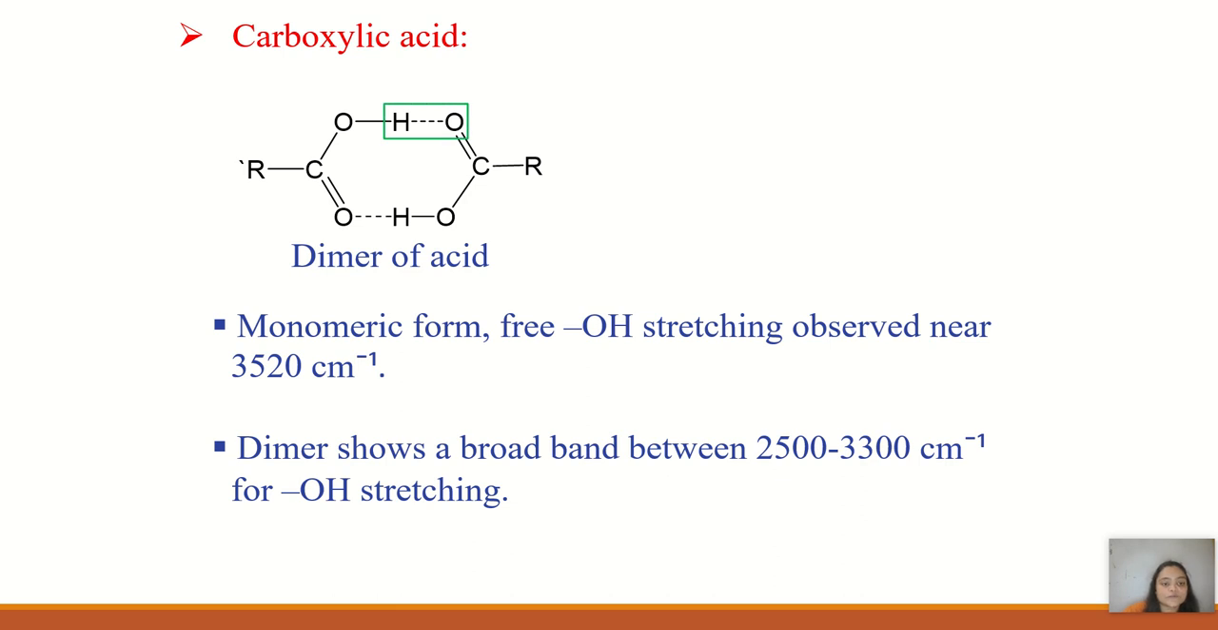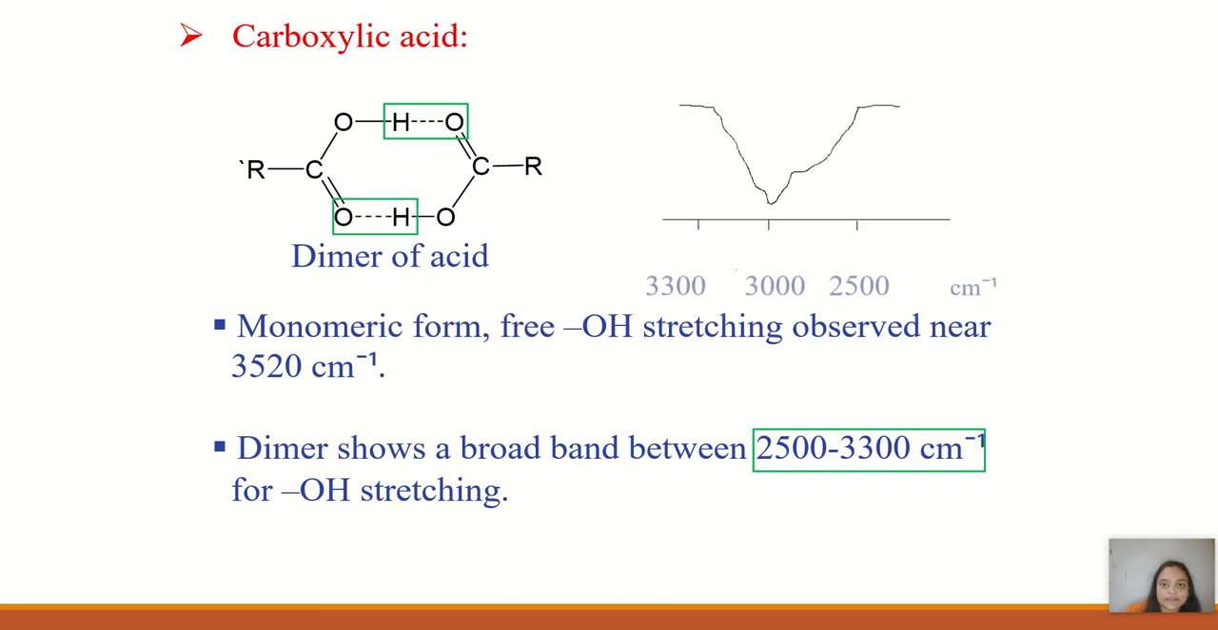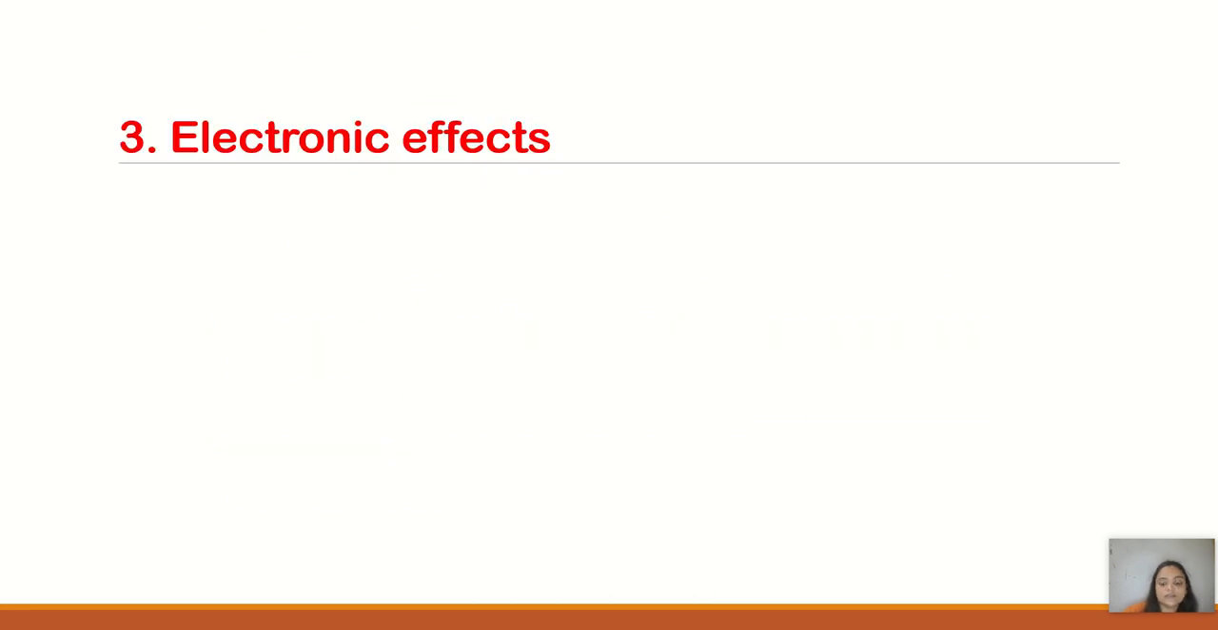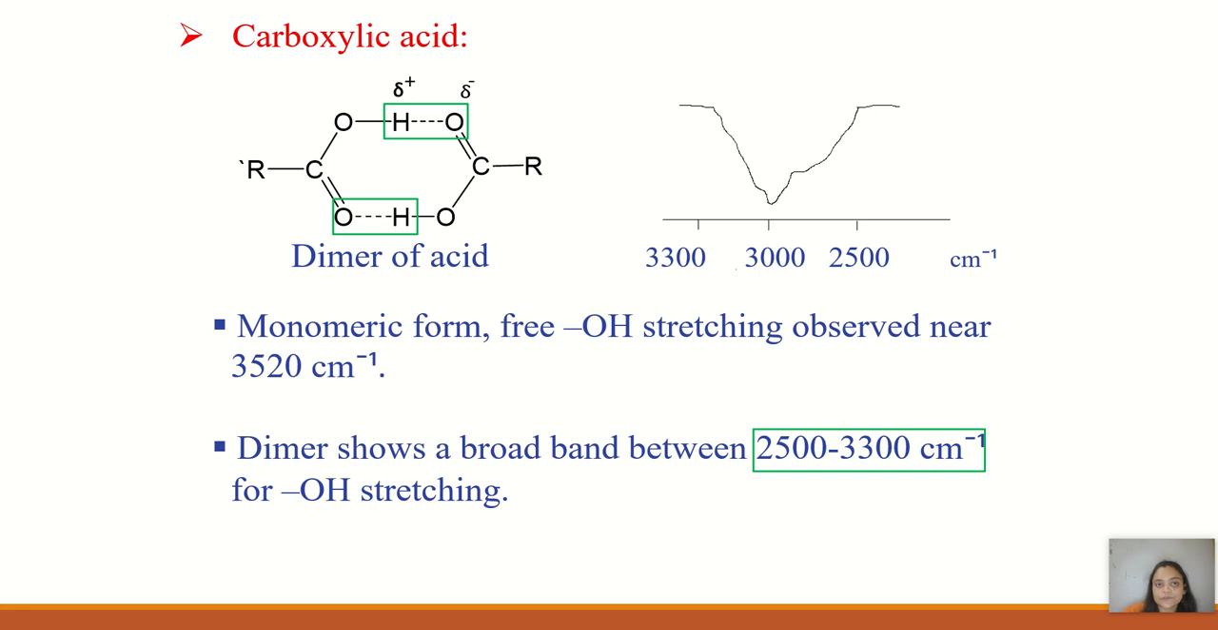This is due to the formation of OH bonding, right? Here two OH bondings are there. So we get a very broad peak in the region of 2500 to 3300 centimeter inverse. Okay, now why do we get the broad peak? We get a broad peak due to separation of charge. Here charge separation brings polarization, and due to polarization we get a broad band in the case of OH frequency.